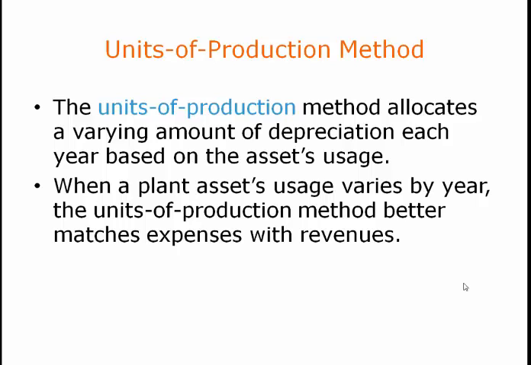Basically, you're going to take the depreciable cost, which remember is the acquisition cost less the salvage value, and divide it by the expected number of units that you're going to produce or consume. That's going to tell you a per unit cost that you need to depreciate that asset. And it varies by year based off of how much you use.